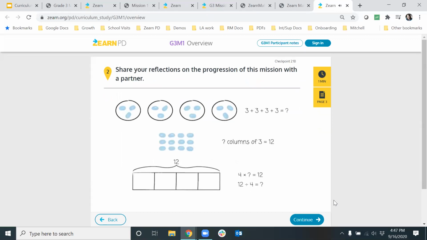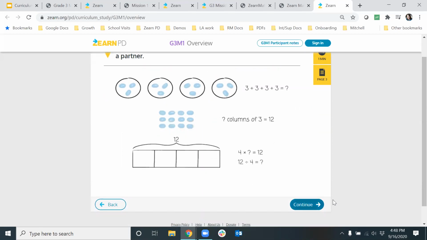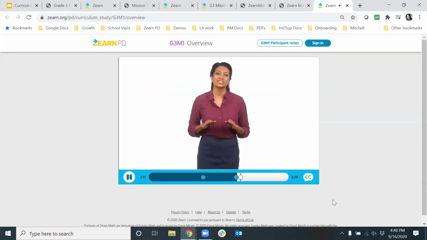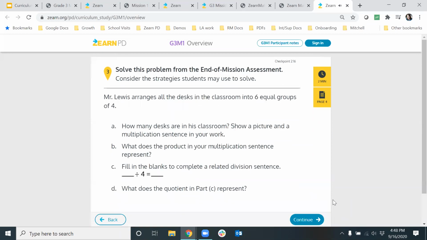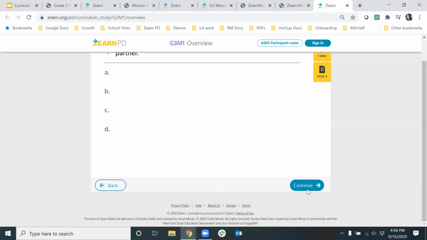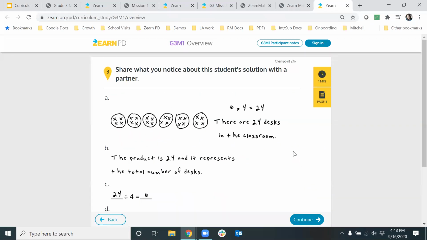So here's another opportunity to stop and reflect, this time on how the model students will use evolves throughout this mission. Let's get a sense of where kids are headed by taking a look at a problem from the end of mission assessment. So in this moment, teachers have the opportunity to solve a problem from that end of mission assessment. And then, after they work through it, they have the chance to analyze sample student work.